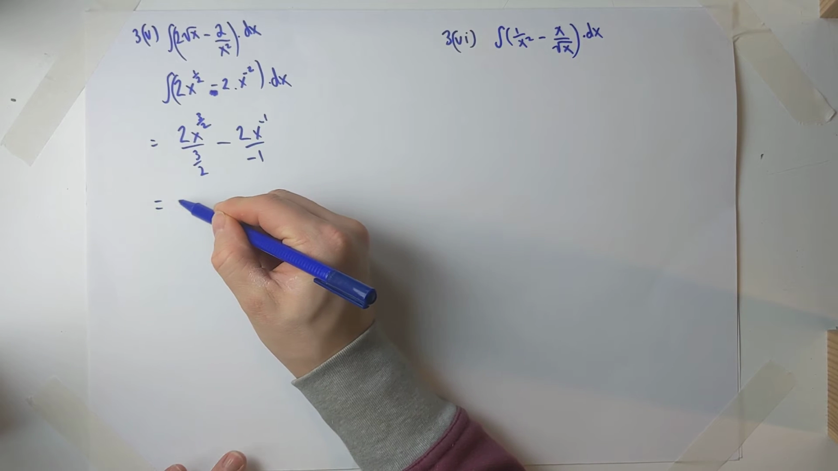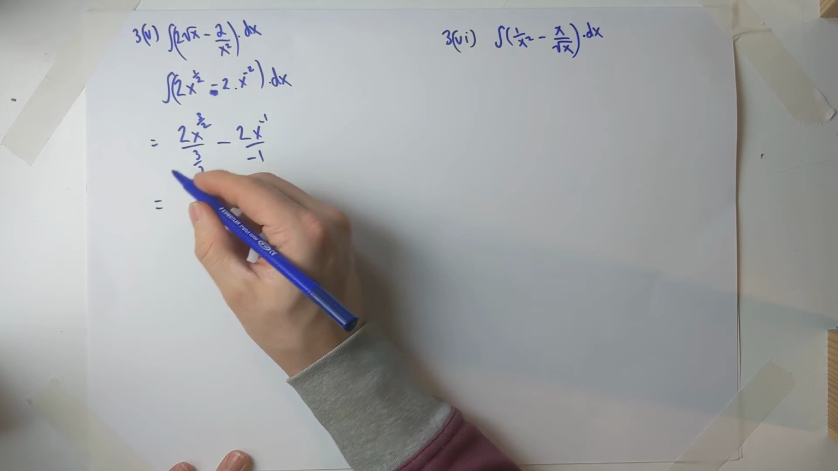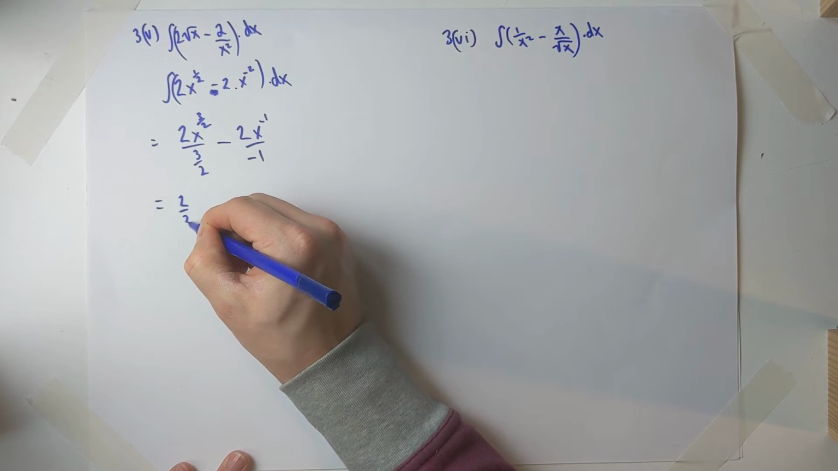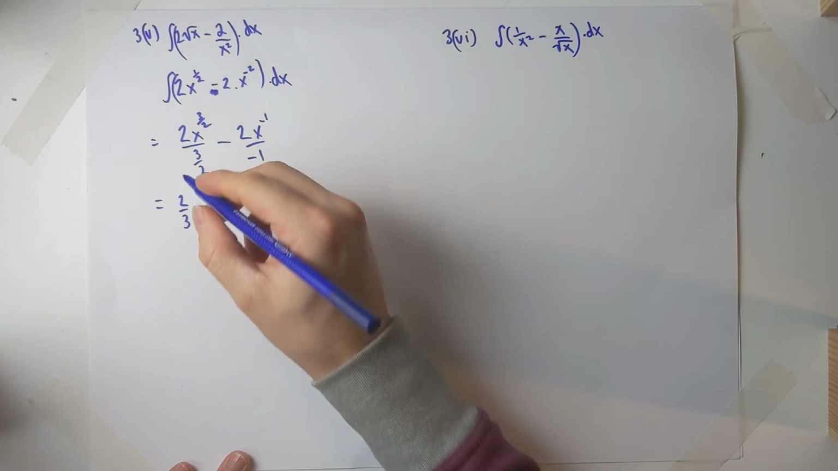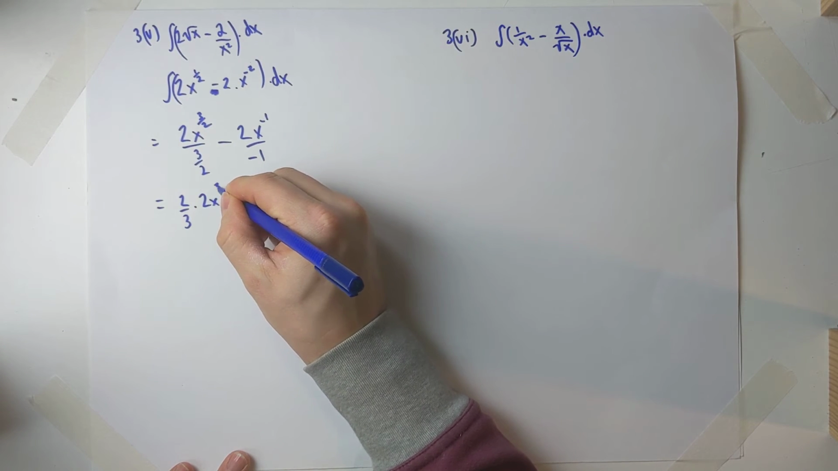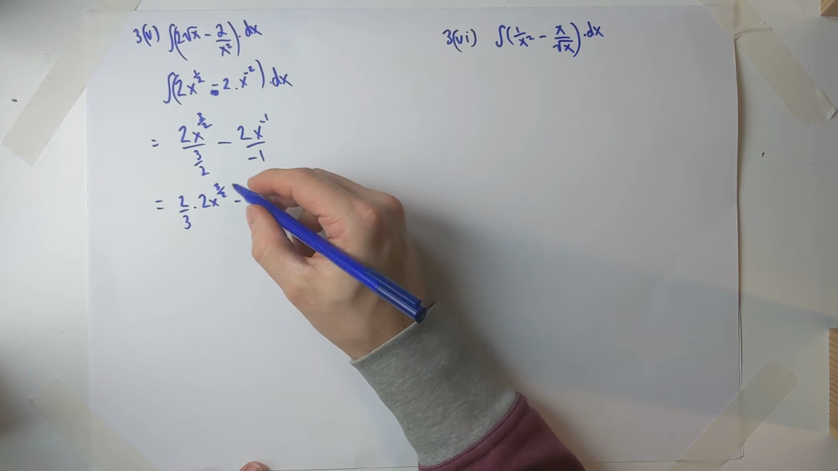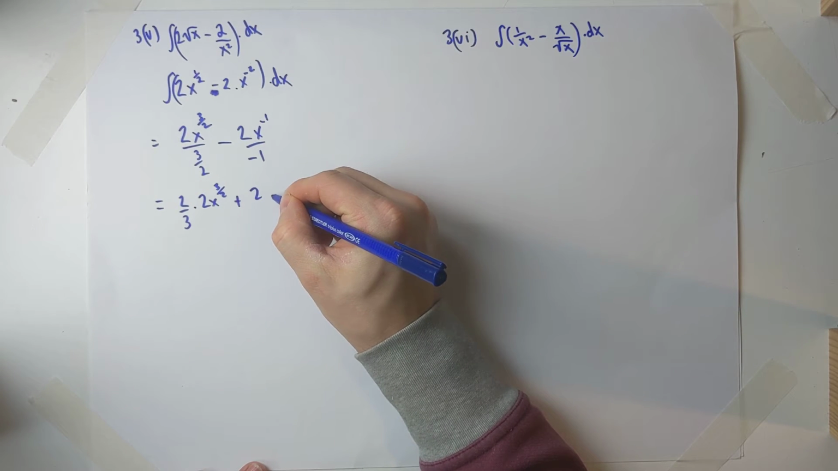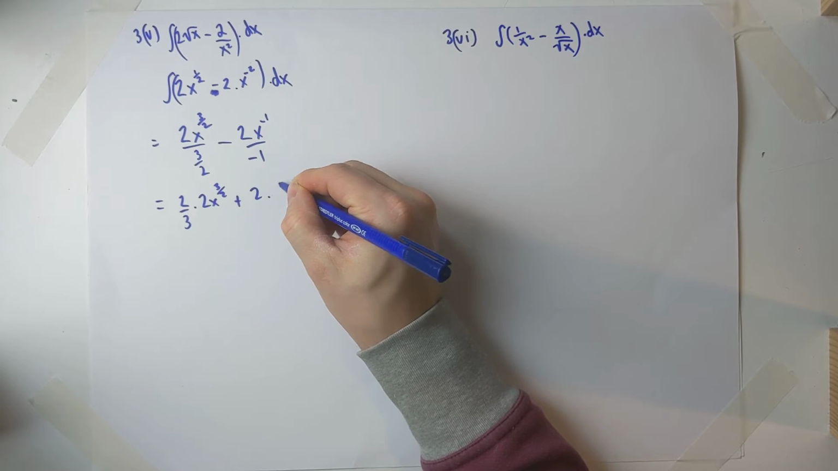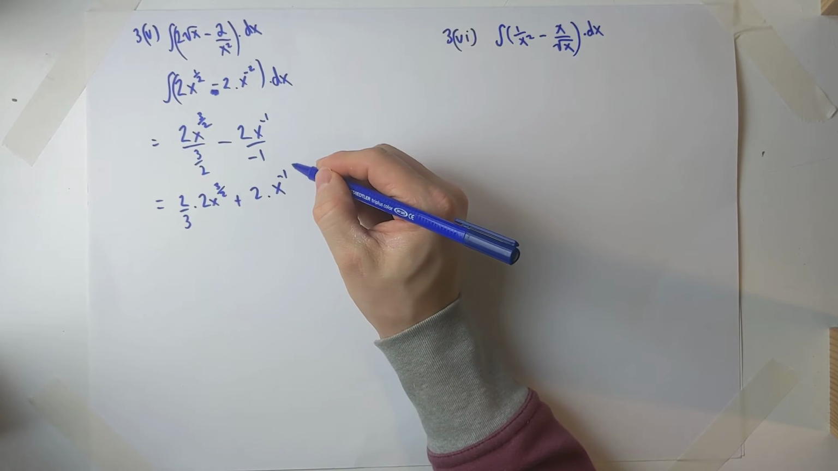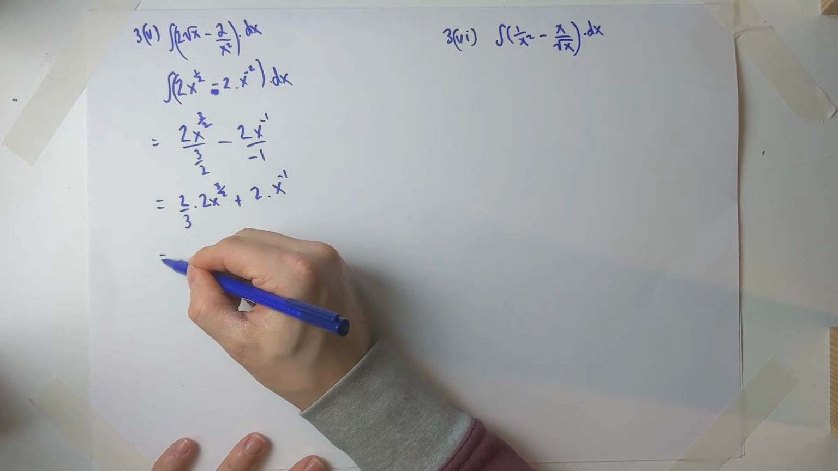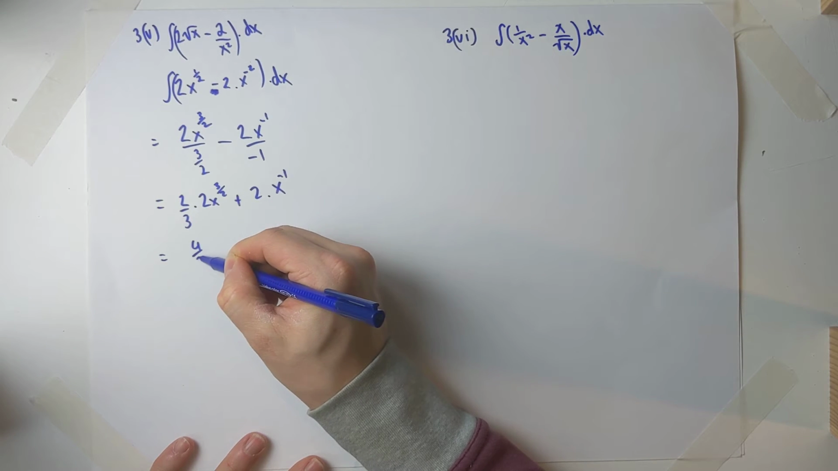So division by a fraction means multiplication by the inverse, so you've got 2 over 3 by 2x to the power of 3 over 2 minus, minus by minus is going to give us plus, it's 2 by x to the power of minus 1. So work that out, 2 2s are 4, it's 4 over 3.